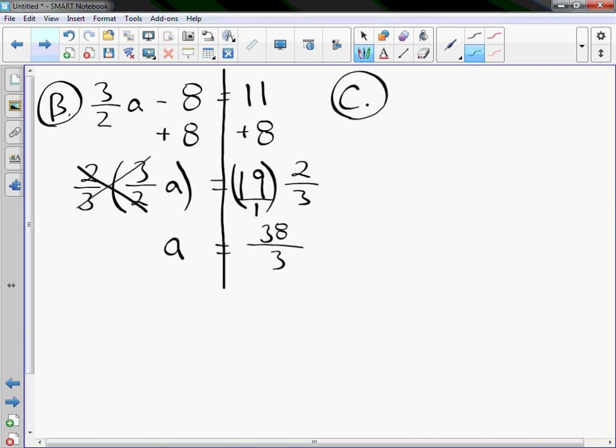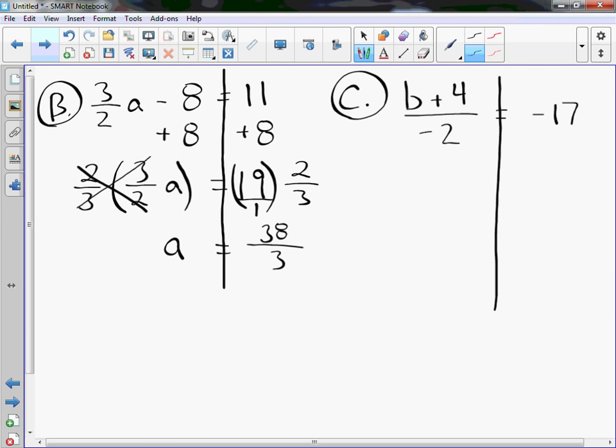Okay, here's an example of one where the addition and subtraction might not be the easiest thing to get rid of the first time. Okay? This negative 2 in the denominator really kind of screws us up. Remember when we did order of operations and we had a fraction bar in there, we had to divide the b by -2 and divide the 4 by -2. So it's kind of like distributing a division.